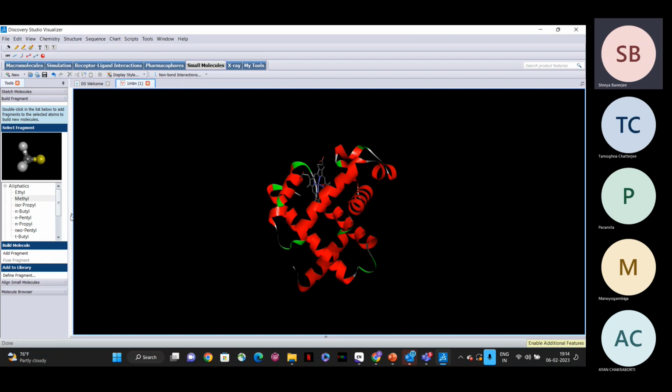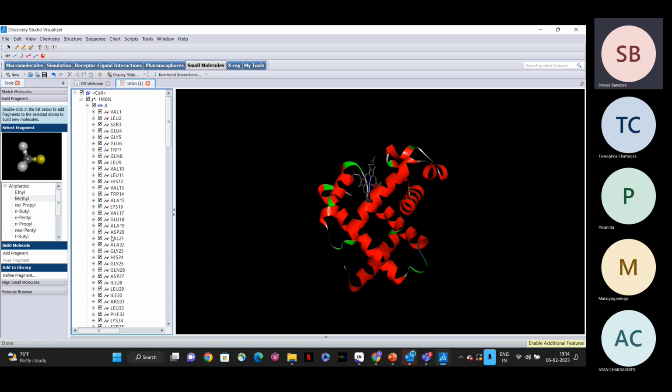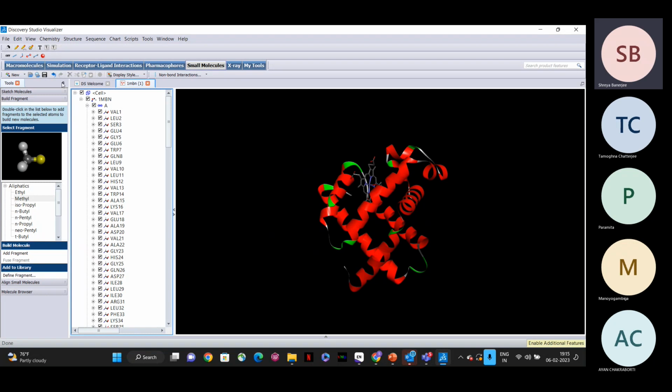In Discovery Studio, if you go here, you can see the amino acid sequence. I think now the Protein Data Bank has evolved, so that previously the Protein Data Bank only had the structure and UniProt had the sequence, but now the Protein Data Bank has the sequence also. So Discovery Studio allows this.